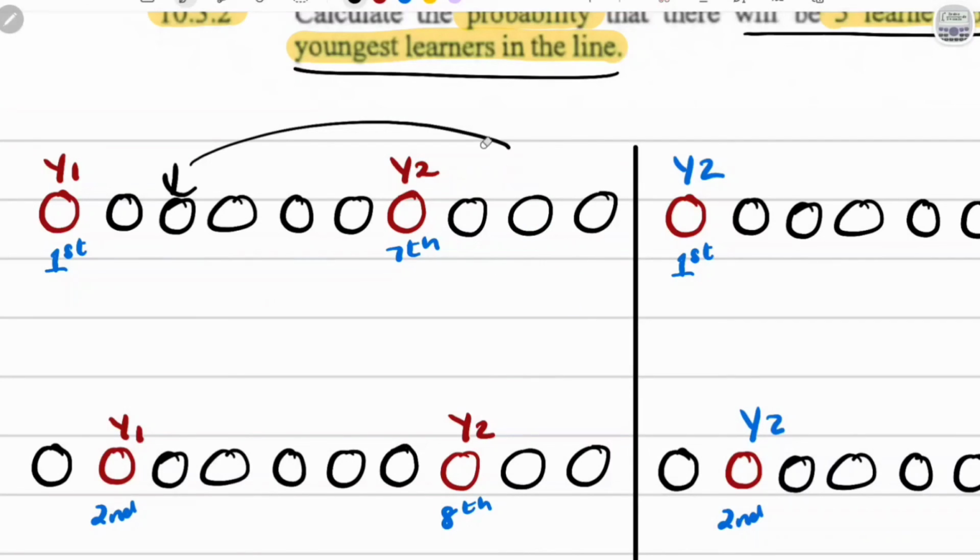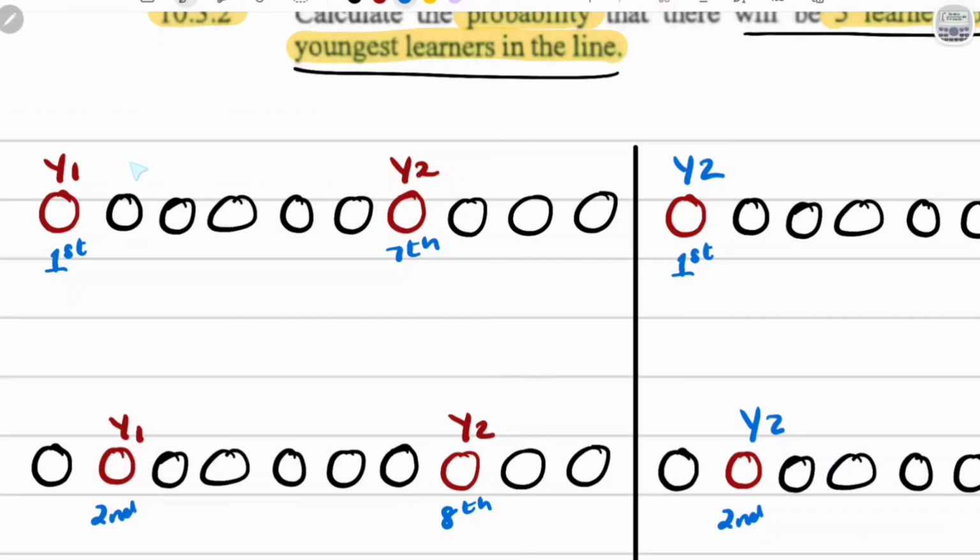Since they have the freedom to move around like that, but there has to be 5 learners in between, right? I'm still going to have to look at it like this. After the 2 youngest learners are standing in their positions, how many more positions are there for a learner to stand in? There would be 8 more positions.